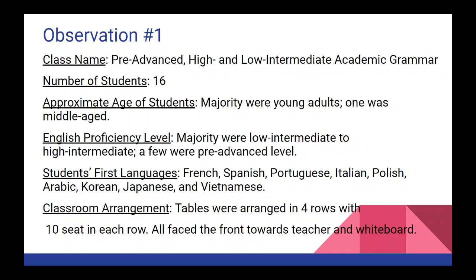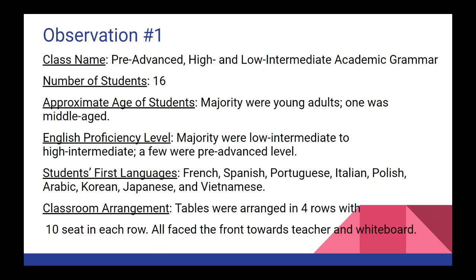The majority of them were young adults, although one was middle-aged. It was a range of English proficiency levels. The majority were low to high intermediate, but there were a few that were pre-advanced. It was a pretty diverse group. So we had French, Spanish, Portuguese, Italian, Polish, Arabic, Korean, Japanese, and Vietnamese native speakers.